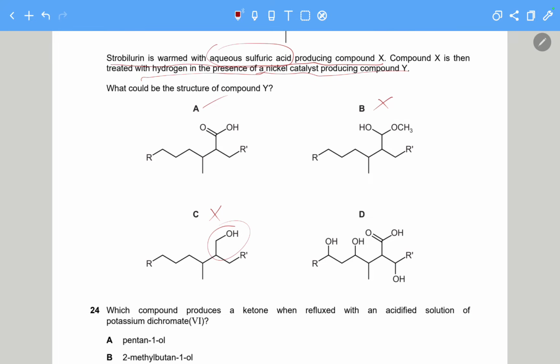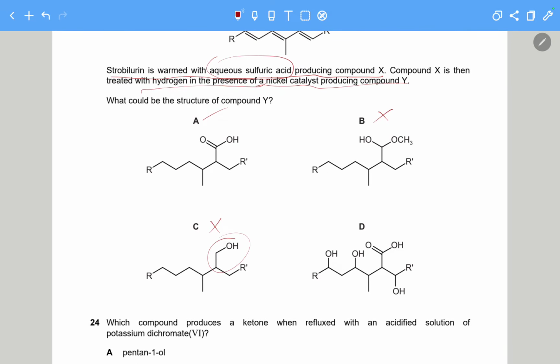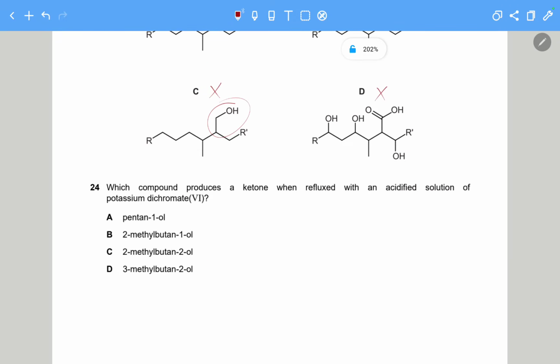So C is wrong. D, we have the carboxylic acid, but then we have these random hydroxyl groups on this, which basically is an addition reaction on the alkene, but we know this is not addition of OH. We know it's an addition of hydrogens only, so D is wrong. Correct answer is A. Which compound produces a ketone when refluxed with an acidified solution of potassium dichromate?